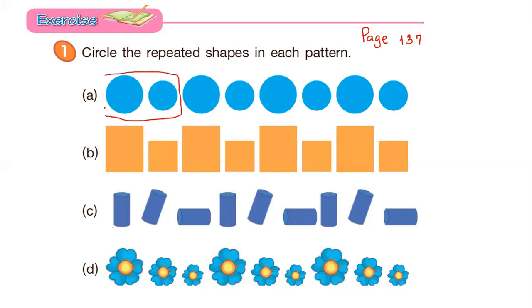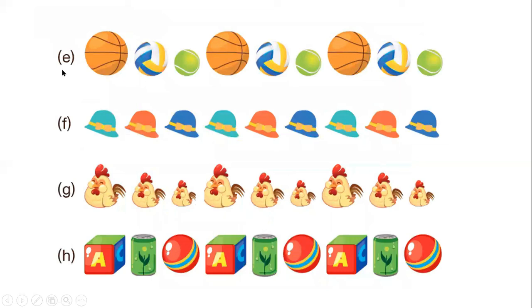See? Now you can answer part B, then you answer part C and part D. Also for part E, which shapes are being repeated? Look at this one, look at this one. So let me answer for you part E, then you answer F, G, and H.